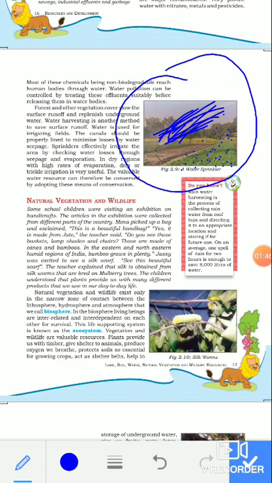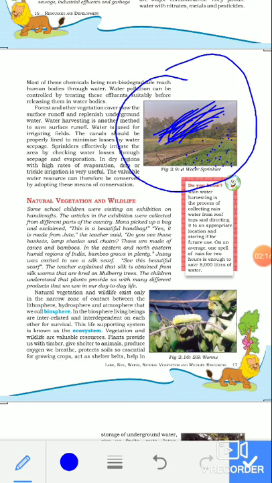In dry regions with high rates of evaporation, drip or trickle irrigation is very useful. Where the regions are very dry, drip irrigation is very useful. The valuable water resource can therefore be conserved by adopting these means of conservation.